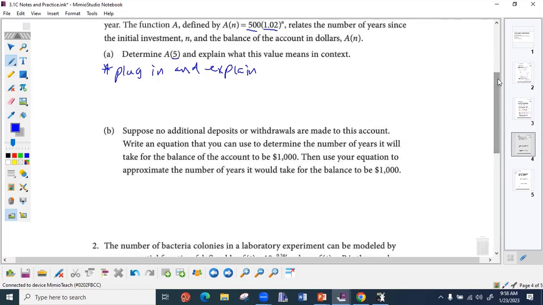On part B, it wants to know, suppose no additional deposits or withdrawals are made to this account. Write an equation that you can use to determine the number of years it will take for the account balance to be $1,000. Then use your equation to approximate the number of years it will take for the balance to be $1,000. Okay, $1,000, is that your input or your output for your equation?